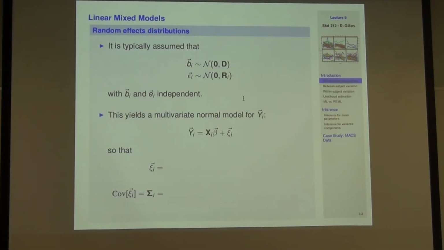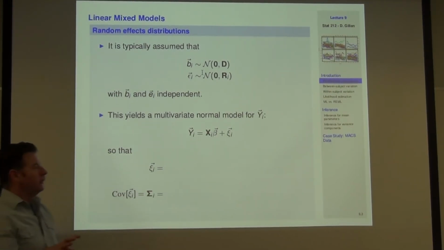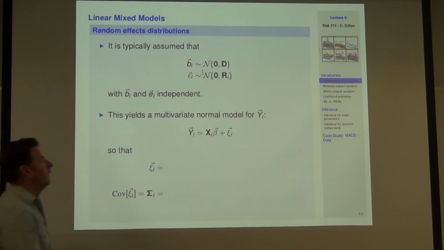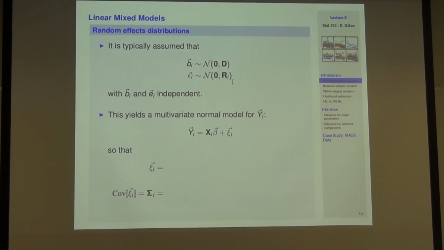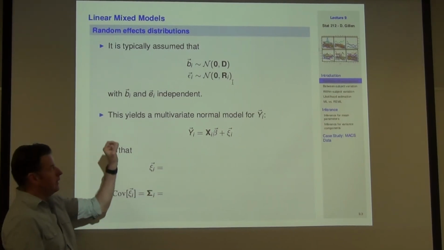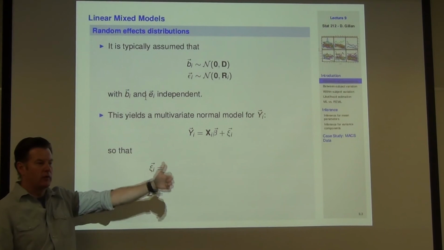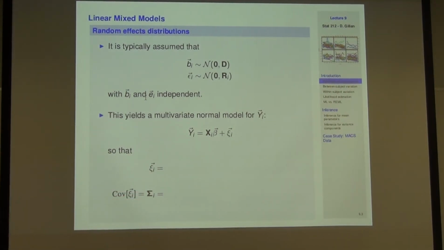The typical assumption when somebody in the literature says they fit a linear mixed effects model is that the random effects are normally distributed, with mean zero and some variance covariance matrix D. That's implicit when you say that. And epsilon i is normally distributed, mean zero, with some variance covariance matrix I'll call Ri. Notice that the Ri depends upon the ith individual. The D is common across individuals. The other typical assumption is that the random effect and the error term are independent of one another. In other words, once I've conditioned upon the random effect, these things become independent. So that gives us a multivariate normal model.